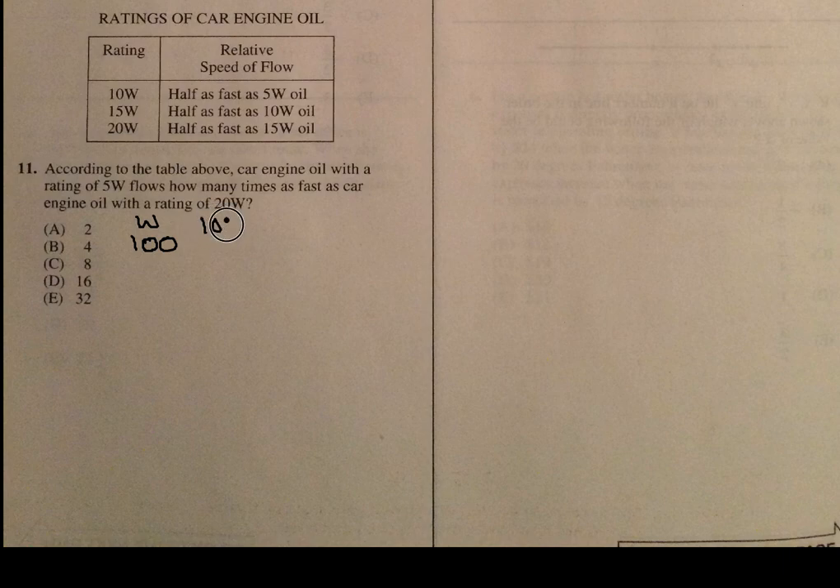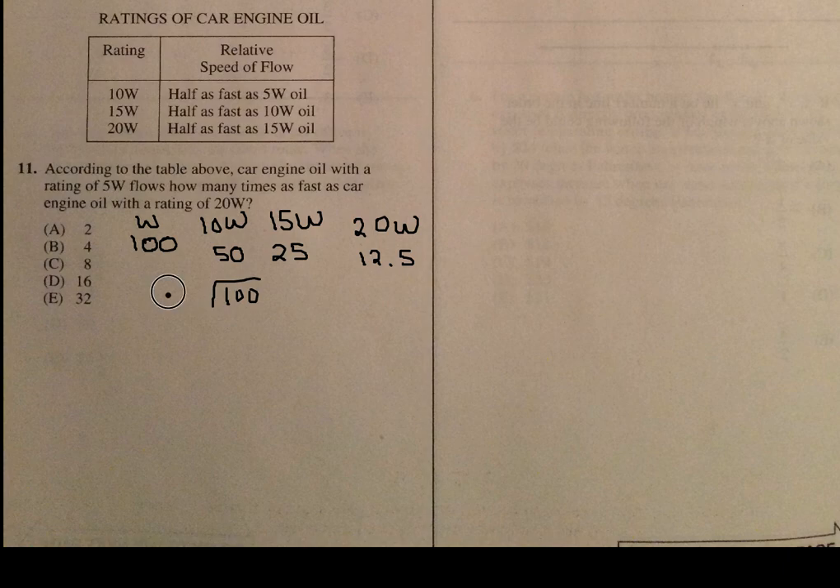Now if I go up by 5 to 10W, it's going to go half as fast, so it's going to go down to 50. If I make it 15W, it's going to go half as fast as this, so it's going to go down to 25. And then if I go to 20, it's going to be half as fast, so it's going to be 12.5. I did that and I was like, okay, I can kind of figure it out. 5 to 20, how many times? So I took 100, divided by 12.5, and I got 8, which is fine, but it's easier if I would have picked better numbers.